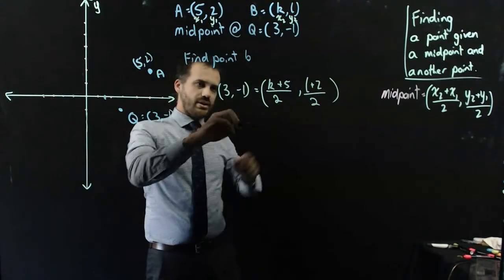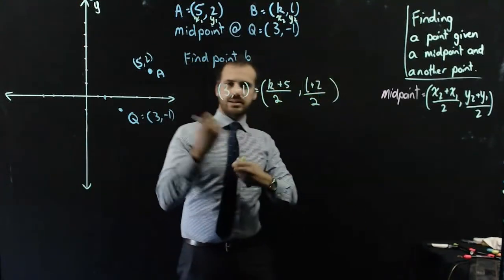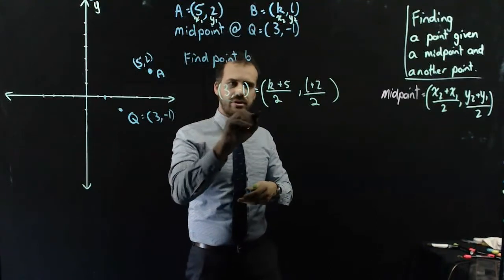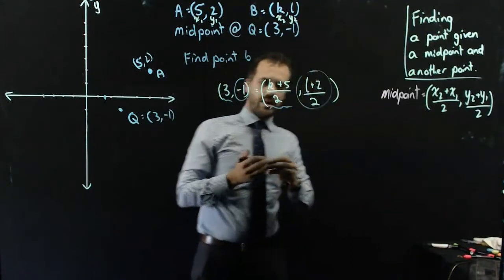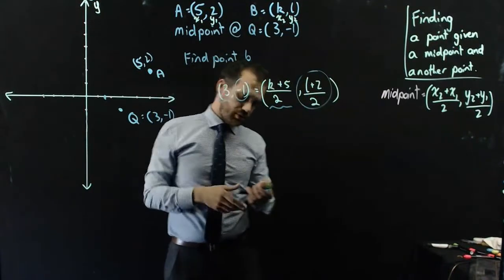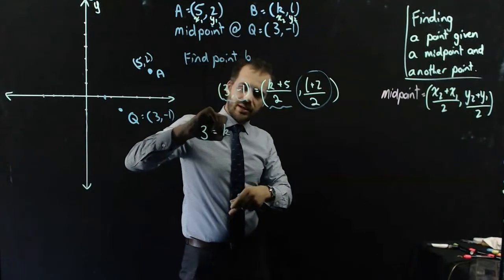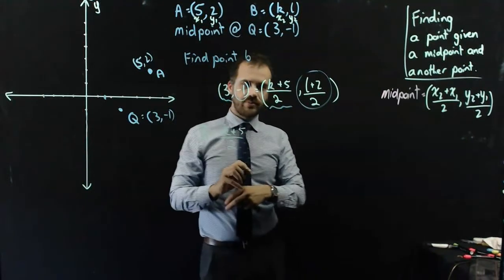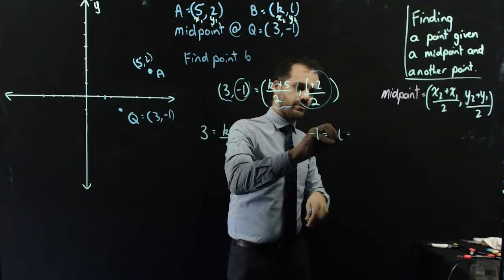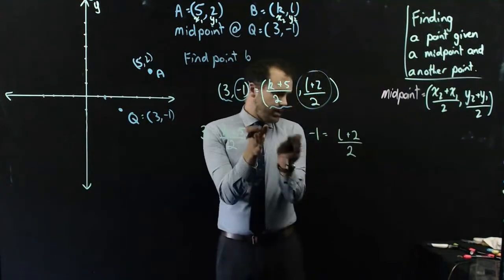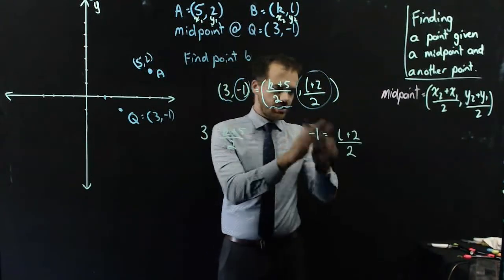Now that I've done this, I have to split into two bits here, because this is a weird looking formula. This 3 corresponds with that bit here, and this negative 1 corresponds with that bit here. So I'm going to split this equation and do both separately, at the same time. So I can say that 3 equals (k plus 5) over 2, and I can say that negative 1 equals (L plus 2) over 2. And now I can solve for k and solve for L.